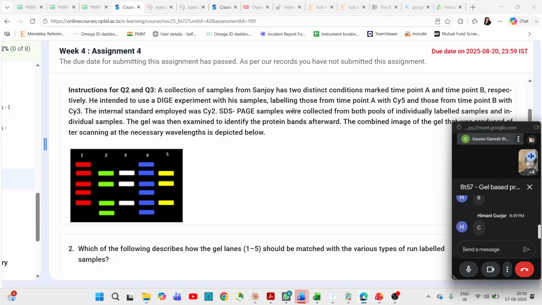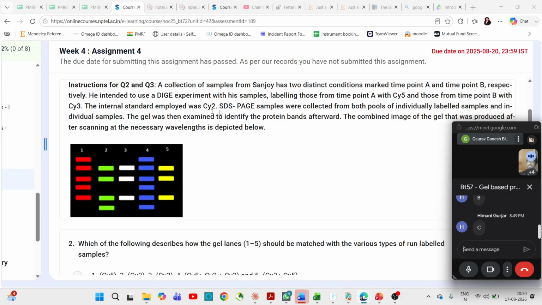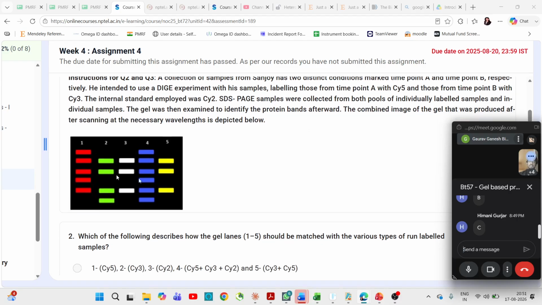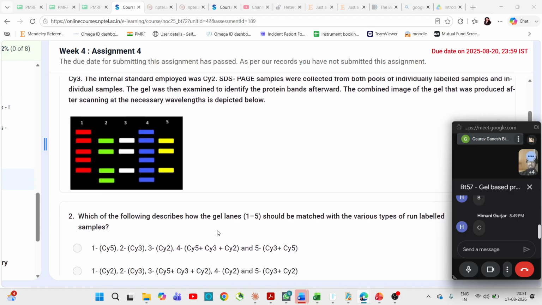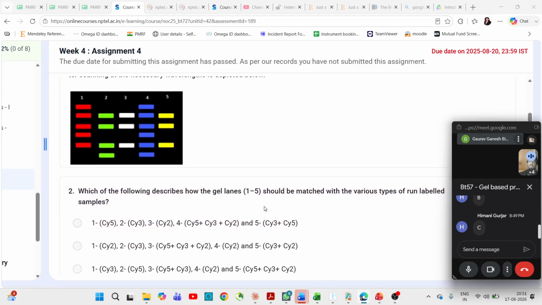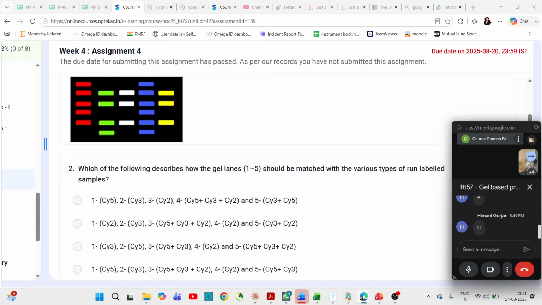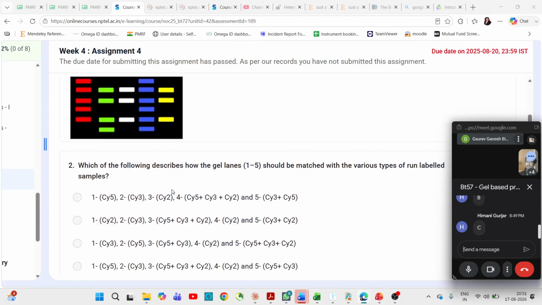So there are two time points, A and B. Those with time point A are labeled with Cy5 and those with time point B with Cy3. The internal standard employed is Cy2. SDS-PAGE based samples were collected both as pools of individual labeled samples and as individual samples. The gel was examined as a combined image. This is how it looks when they visualize with one of the dyes. So which of the following describes how gel lanes 1 to 5 should be matched with the various labeled samples? They need to compare accordingly.